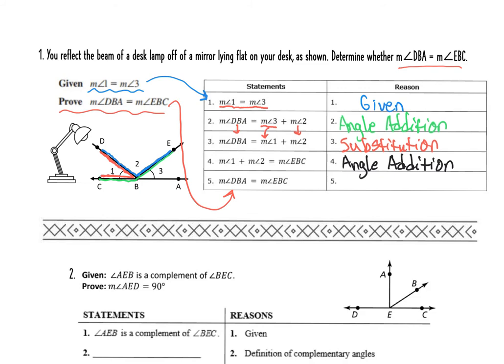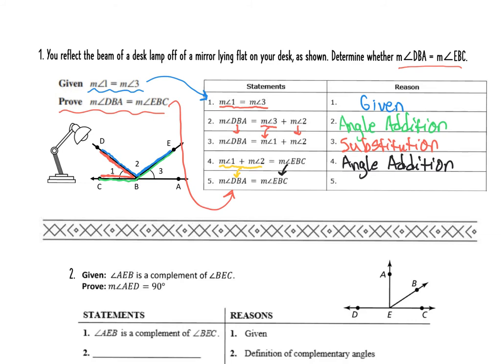And then last but not least, we've got statement number 5. How do we get from statement 4 to statement 5, right? So for this example, we do have to use some of the prior statements to help us here. Because you see here, these stay the same, right? Those stay the same. But then somehow the measure of angle 1 plus the measure of angle 2 becomes the measure of angle DBA. So how does this change? Why is this changing, right?